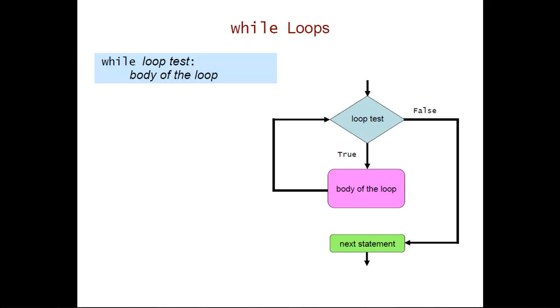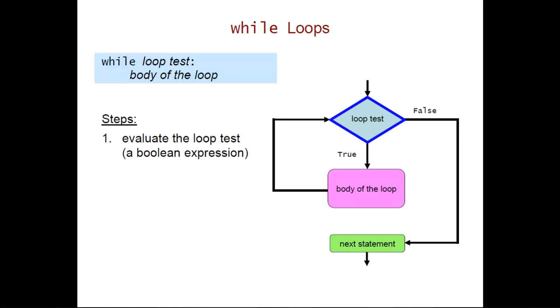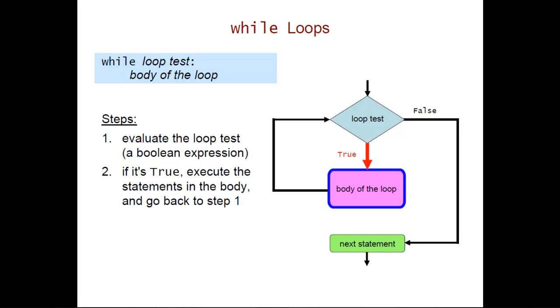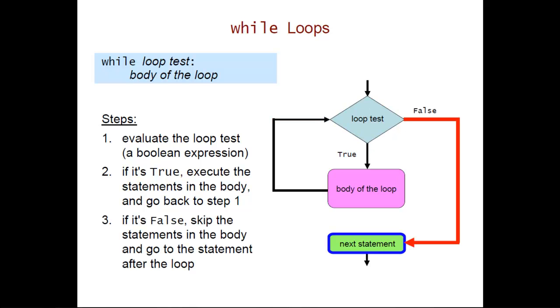Here's a flowchart to show how while loops work. We start by evaluating the loop test, the thing that comes after the keyword while. If it's true, we execute the statements in the body, and we go back and do the loop test again. If it's still true, we execute the body again, and we keep doing this until finally the loop test is false, at which point we go and execute the statement that comes after the body.